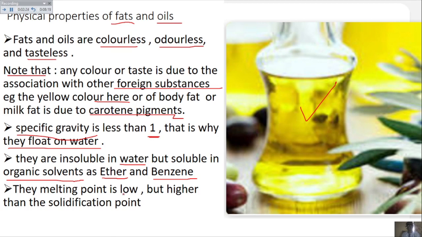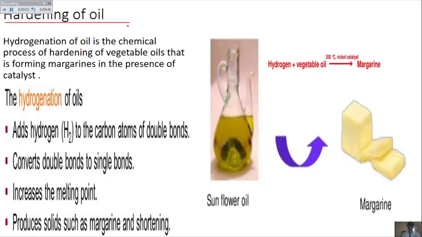Then the melting point is low, but higher than the solidification point. We are talking about the point at which those liquids start to solidify. Therefore, what we are saying here is that the melting point is always lower than that of the solidification point. Good. Can we turn oil to solid? Yes, we can turn oil to solid, and this process is what we call hardening of oil.